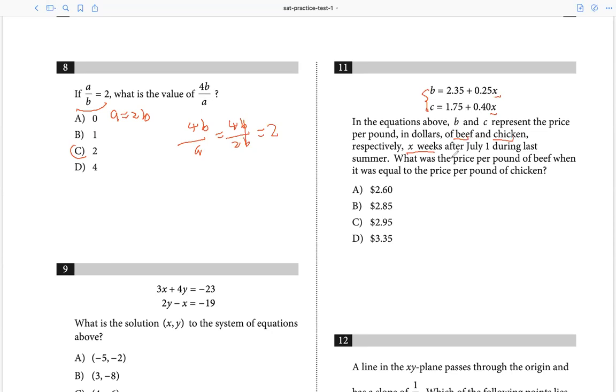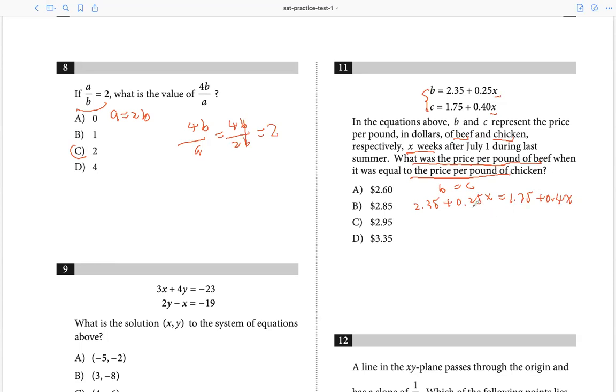After July 1st, during last summer, what was the price per pound of beef when it was equal to the price per pound of chicken? That means those 2 equations are equal to each other, so B equals C. Well, B is 2.35 plus 0.25x, and C is 1.75 plus 0.4x. The 0 after the 4, you don't really have to write it.